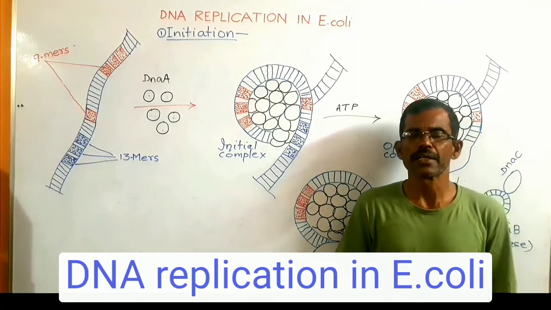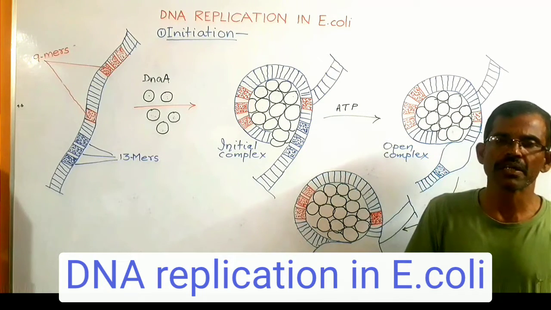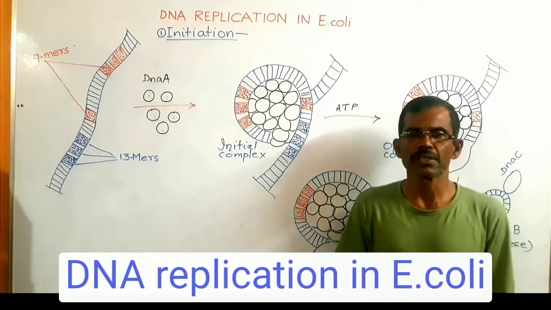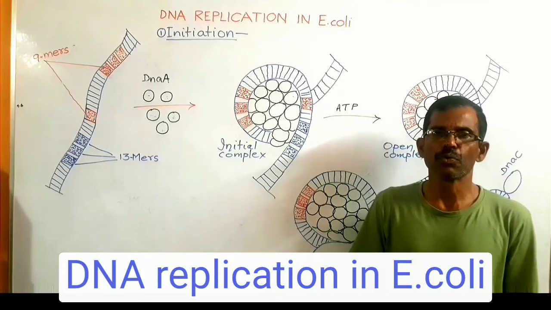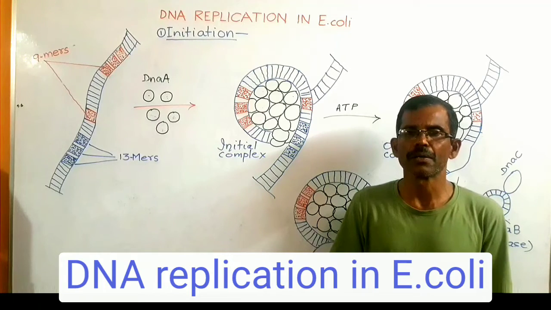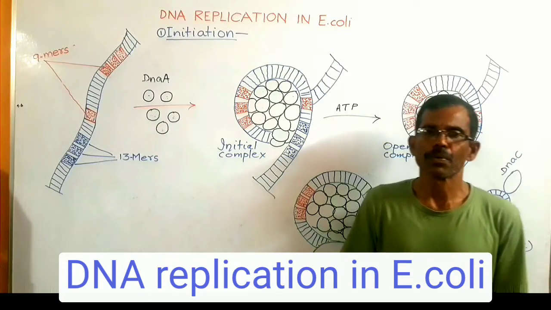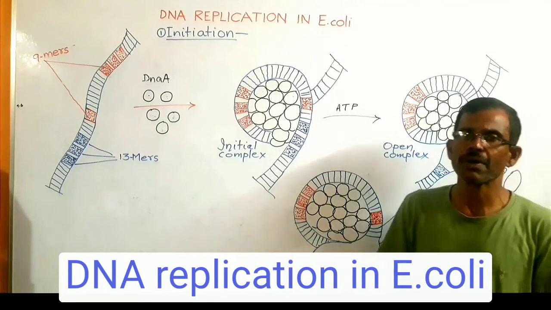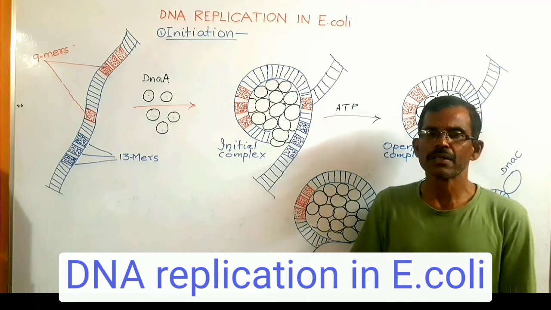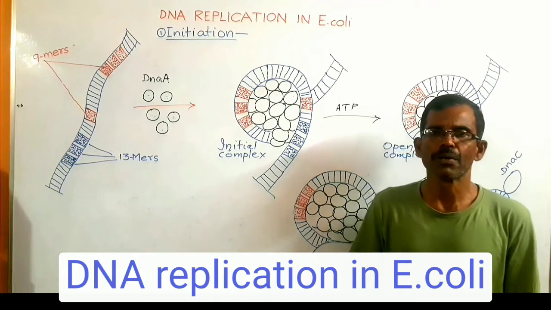Friends, today we shall discuss the process of DNA replication in prokaryotes, for example, in E. coli. DNA replication is a biological process in which several enzymes work together to produce an identical copy of a double-stranded DNA molecule. Like other organisms, in E. coli also, the process of DNA replication is divided into three general phases. These phases are initiation, elongation, and termination.